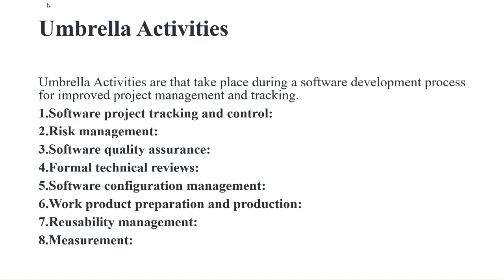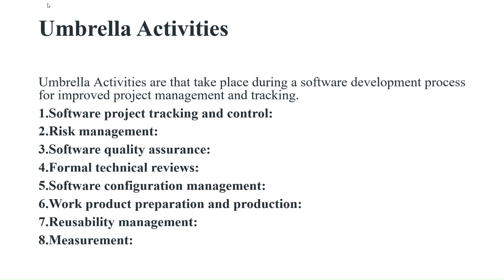Next, the sixth one is work product preparation and production. It means the activities to create models, documents, logs, forms and lists are carried out. To create any activity or any document, we use this method. This activity is basically work product preparation and production.